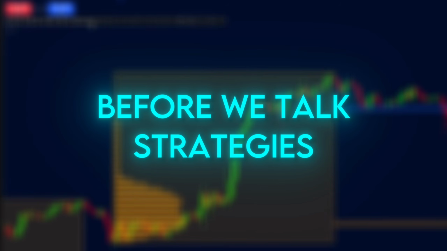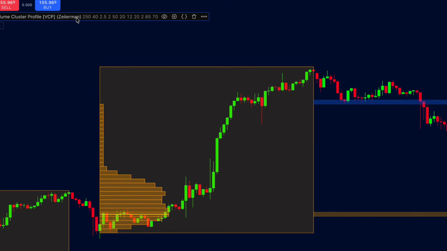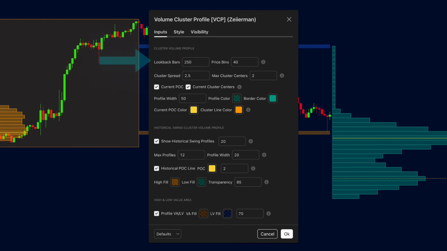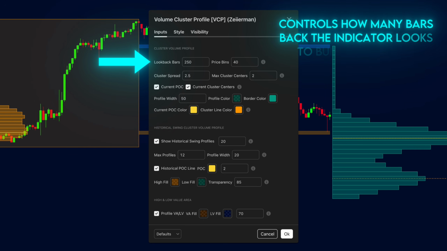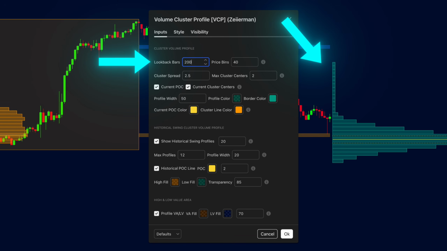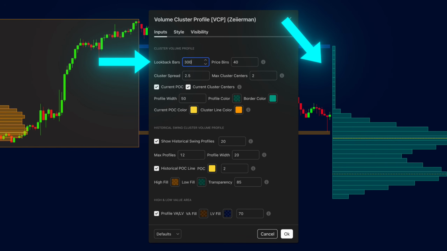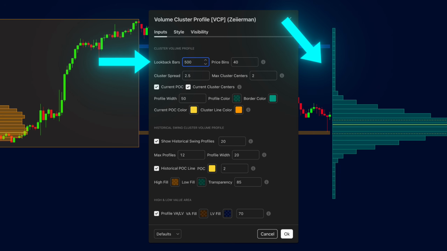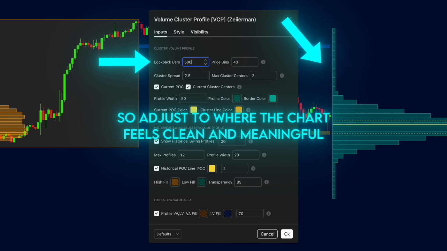Before we talk strategies, let's make sure your settings are right. Double-click the indicator to open the settings panel. You'll see options like Look Back and Cluster Resolution. Look Back controls how many bars back the indicator looks to build the profile. For intraday trading, something like 100 to 200 bars works well. For swing trading, use a larger number like 300 to 500. You'll see the clusters redraw as you change this, so adjust to where the chart feels clean and meaningful.